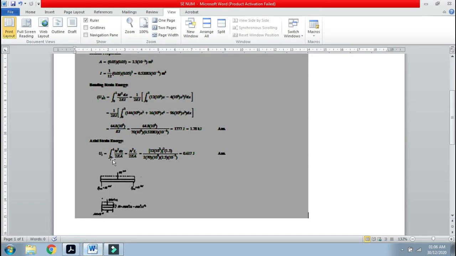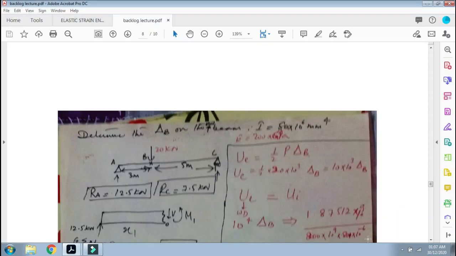And the axial strain energy is basically from N square dx over 2EA, because we have calculated it. Another numerical.